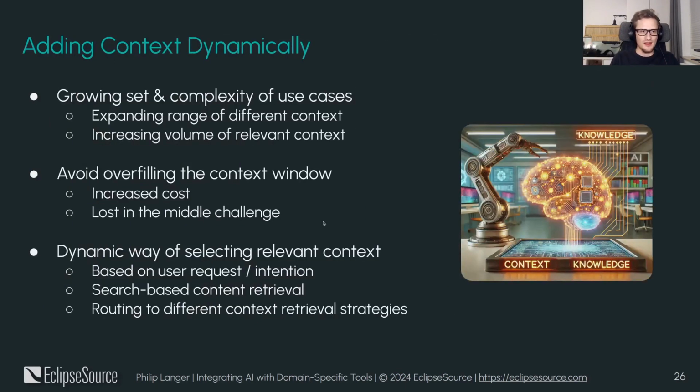However, as you may have guessed, there is an issue, right? With a growing set and complexity of use cases, we have an expanding range of different contexts and an increasing volume of context. And we really want to avoid overfilling the context window of LLMs, not only because it may increase cost a little bit, but mostly because it will degrade the quality of the answer if the context that we provide is not relevant to the actual user input. So what we really need is very often a dynamic way of selecting relevant context based on the user request.